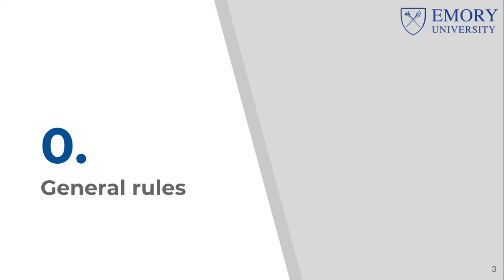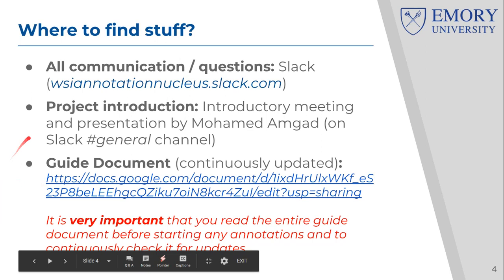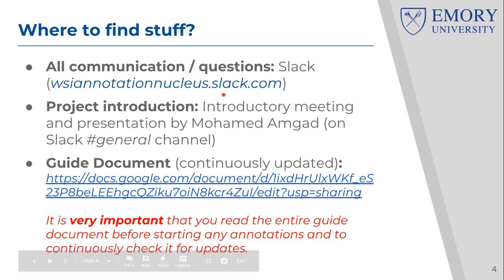All right, so let's go through some general rules. To begin with, like I already mentioned, we have a Slack group, wsiannotationnucleus.slack.com. If you remember, the old group didn't have this nucleus in it, right? So make sure that you join the new group. There is an invitation link in the old group that you can click. You can also email me directly if you can't access the group or if you have any problems, and we can resolve it together.